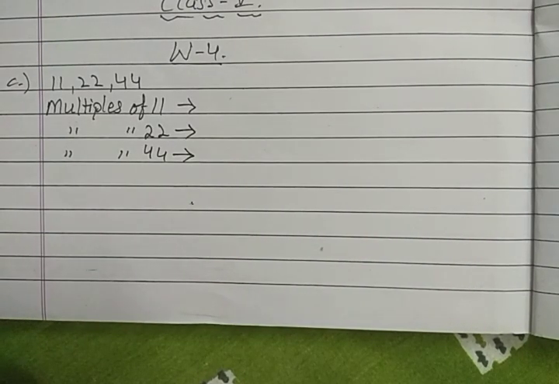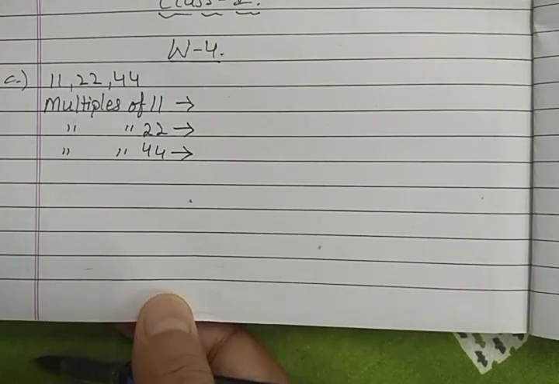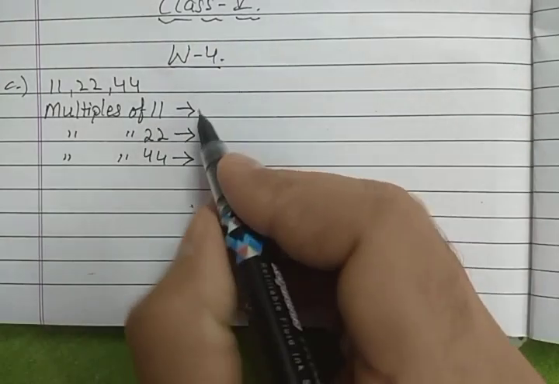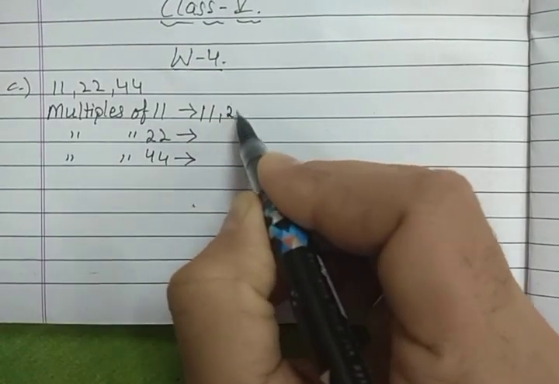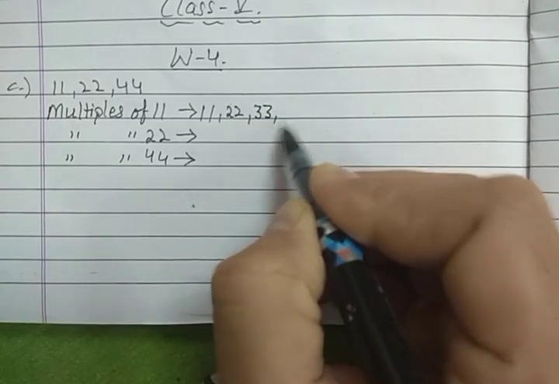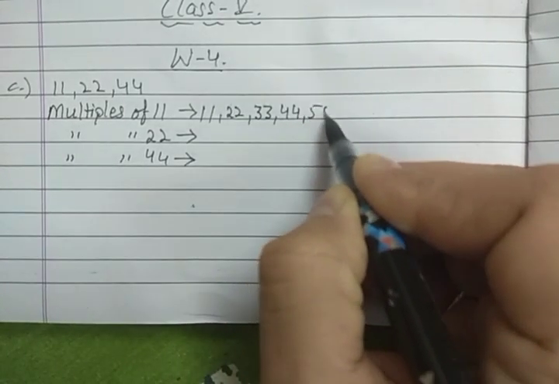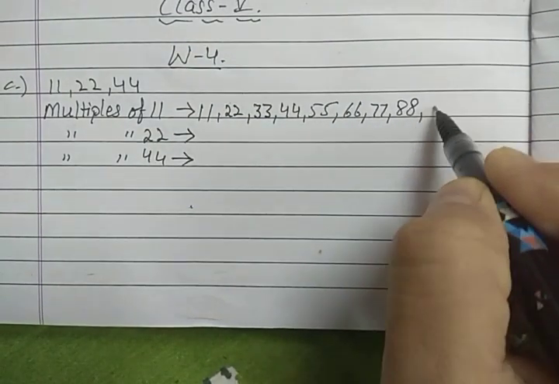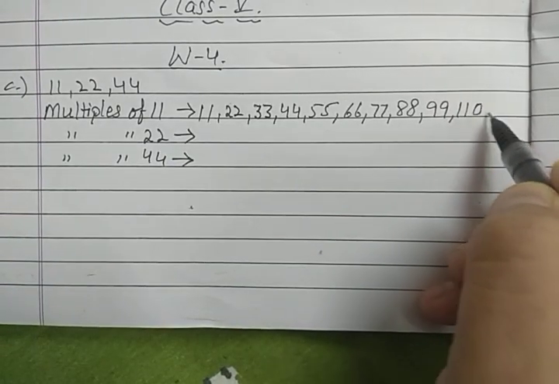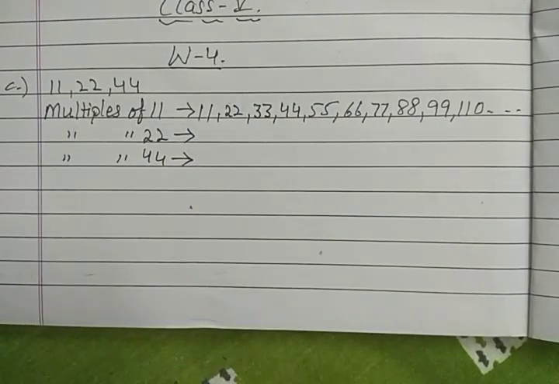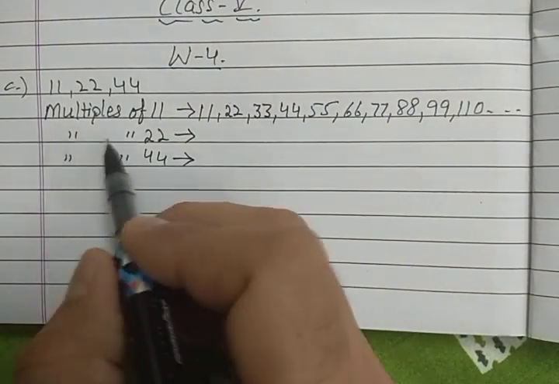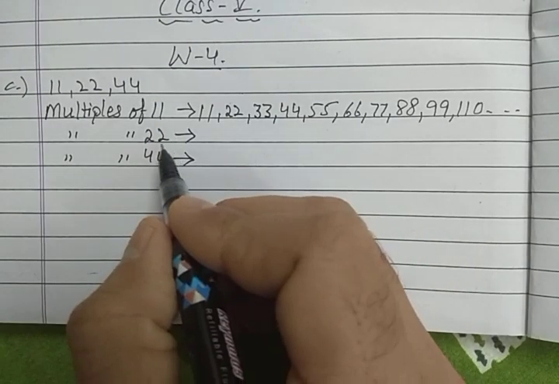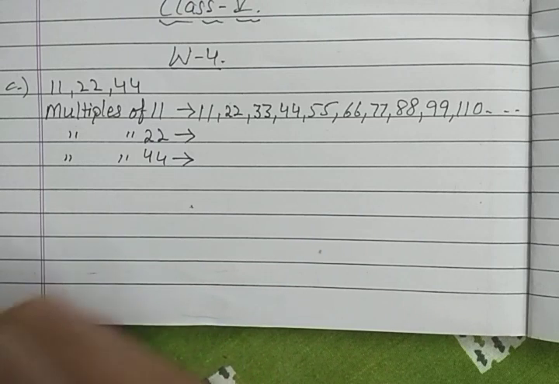Now to write the multiples, we have to recite the multiplication table of 11. That is 11 ones are 11, 11 twos are 22, 11 threes are 33, 11 fours are 44, 55, 66, 77, 88, 99, 110 and so on. Now the multiples of 22. But many of you don't know the table of 22 and 44. So what will we do?